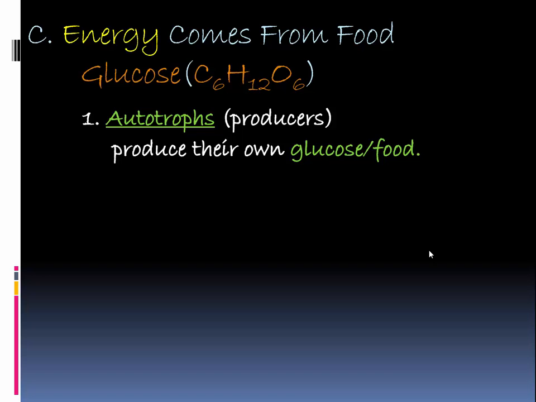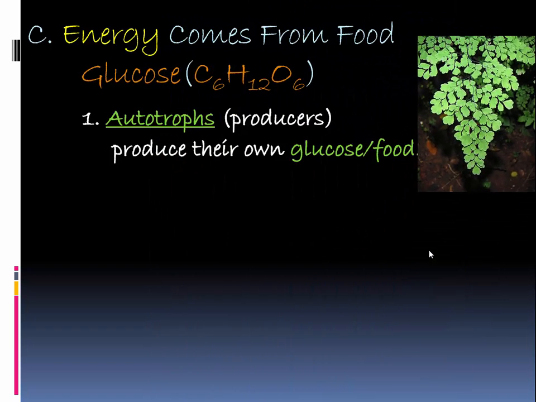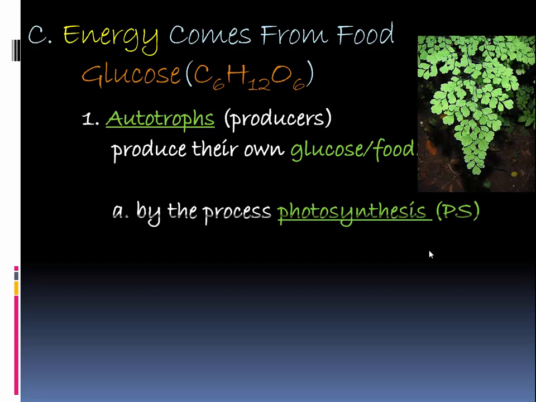Autotrophs actually produce their own glucose, right? They're producers. They produce their own glucose or their food. They use it, and then we eat it, and we gain it from them. And they do this by the process of photosynthesis. Notice that if you use PS, that's a way to shorten photosynthesis, because I know it's a long word.